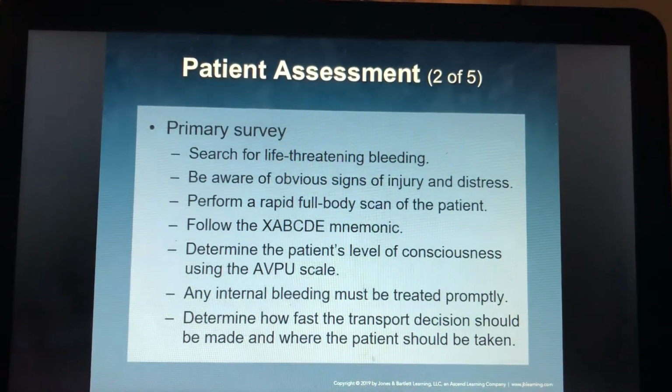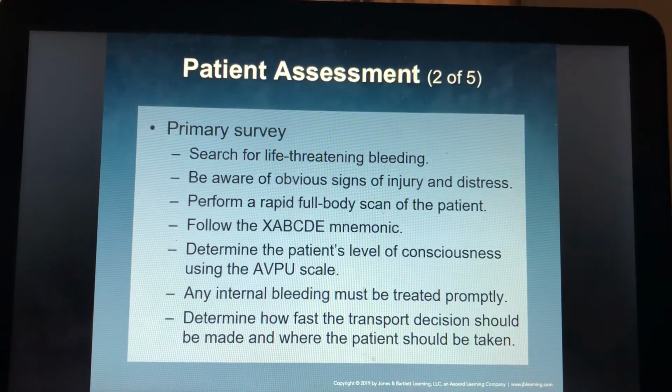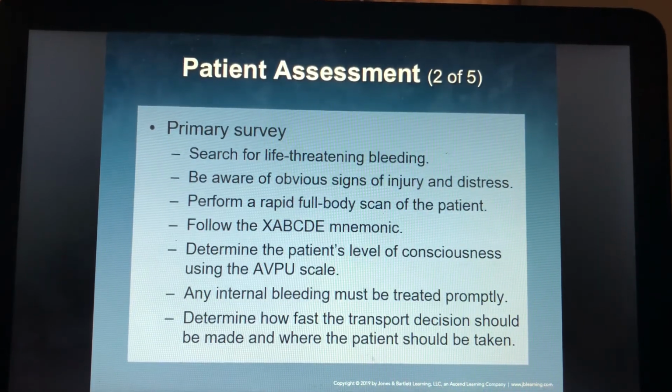Keep in mind, you shove your hand in the hole to keep it from bleeding, guess where you're going? You're going with them to the OR. So get ready for that ride. So if there's obvious stuff that you can control, that's the XABCDE. So that's in there too. So if you can deal with the emergency life threat right then and there, boom, deal with it.